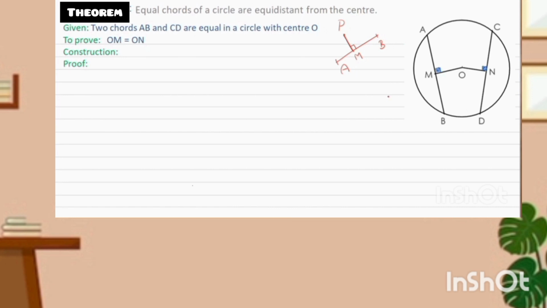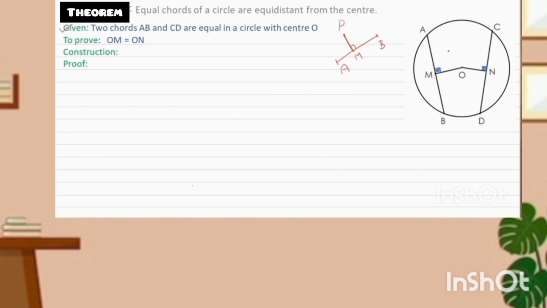So how are OM and ON perpendicular? Yes, if you drop a line from the center to the chord, then it will become a perpendicular line. Perpendicular line means 90 degrees. So this is applicable for every line segment. So clearly we can say OM and ON are perpendiculars that cut the chords AB and CD into equal halves. Is that clear, everyone?